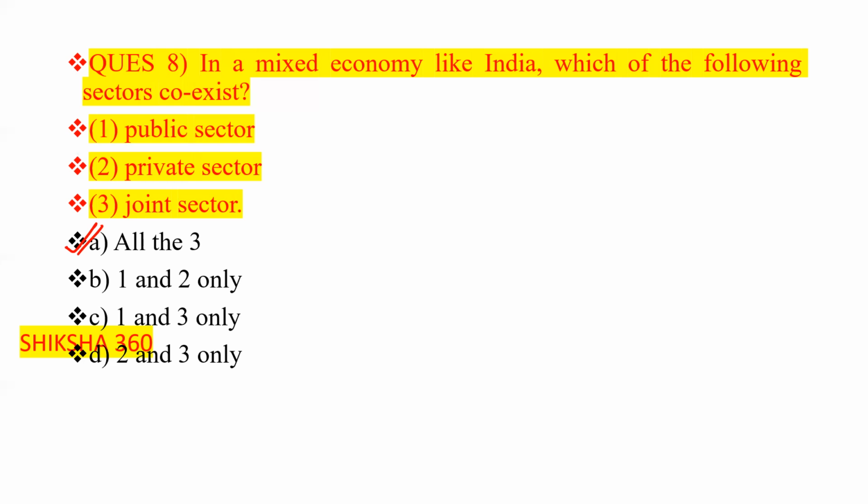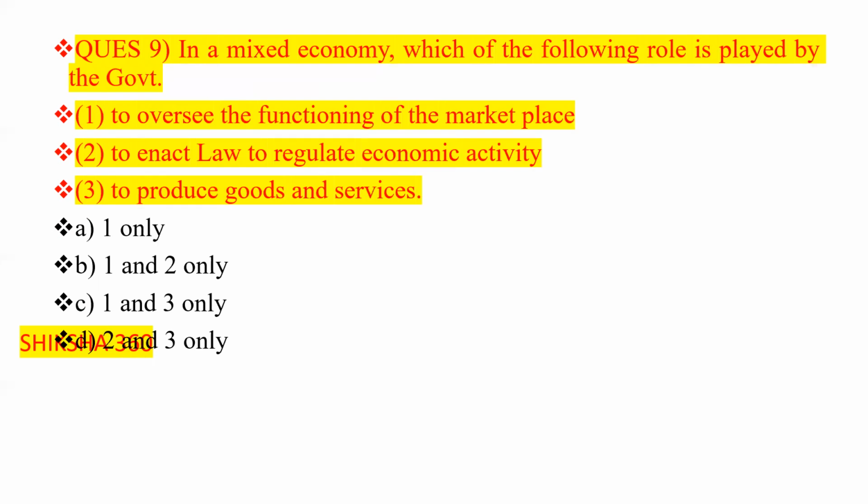Now move to the next question, question number 9. In a mixed economy, which of the following roles is played by the government? First one is to oversee the functioning of the marketplace. Second one is to enact laws to regulate economic activity. Third one is to produce goods and services. Clear?